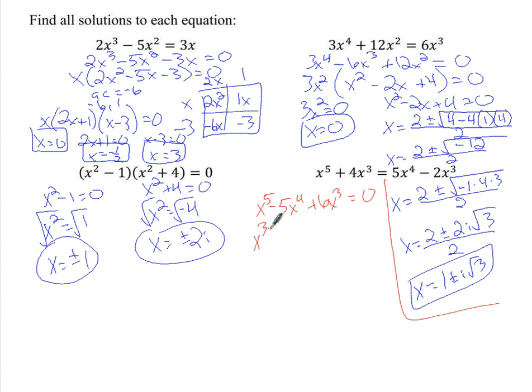So our GCF is x to the 3rd times what's left over? Equals 0. All right. So now, what? Sure. Or I can split it up right now as well. I could write x to the 3rd equals 0, zero product property right now, and then x squared minus 5x plus 6 equals 0. So over here I can solve for x right now.